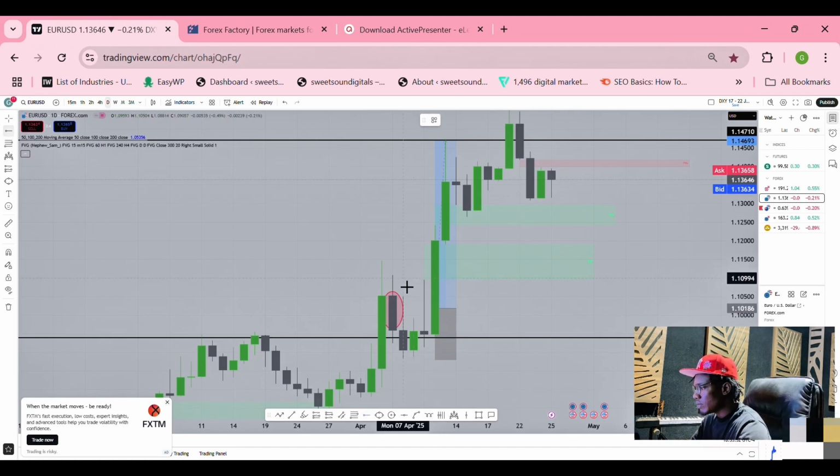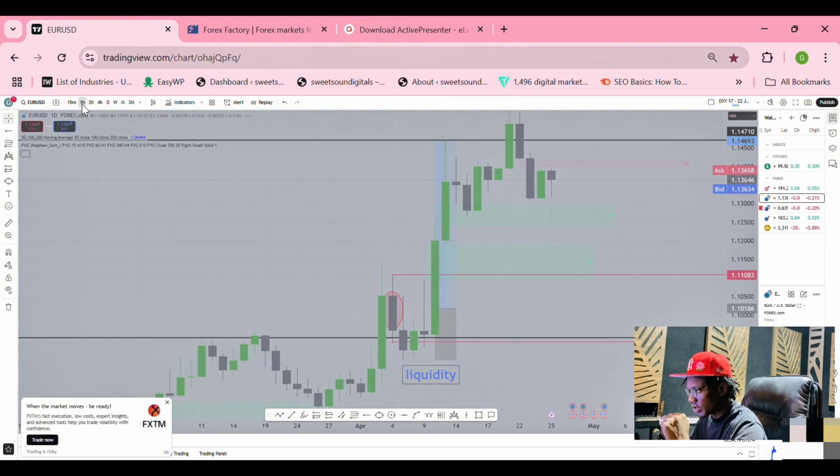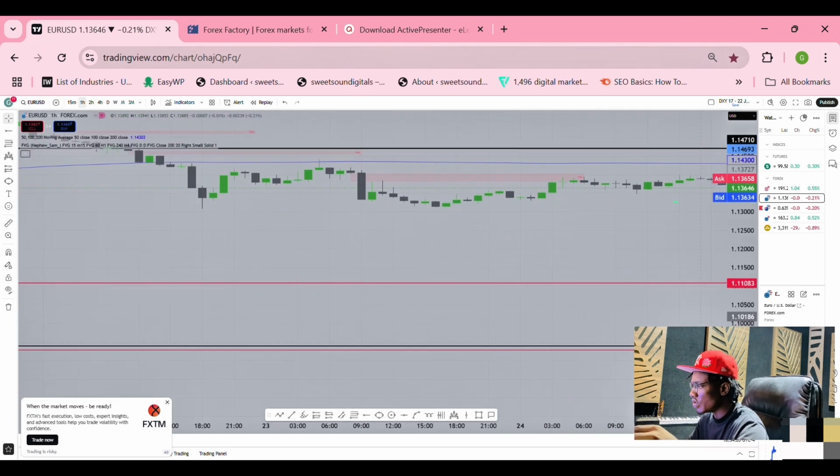So let's mark out the highs. I'll mark it out with this red. This is the high and this is the low of this candle immediately after the liquidity sweep, which is down somewhere here. Let me write it down. So this is the liquidity sweep. Immediately after this liquidity sweep, go over to your small time frame and then you'll find your entry. In this case I'm going to be using the 1 hour.